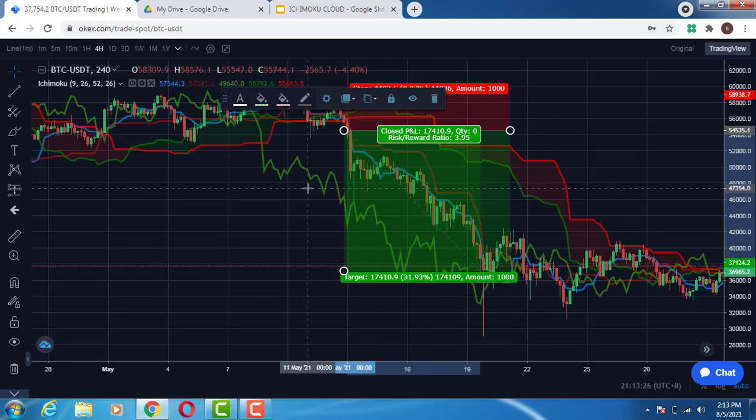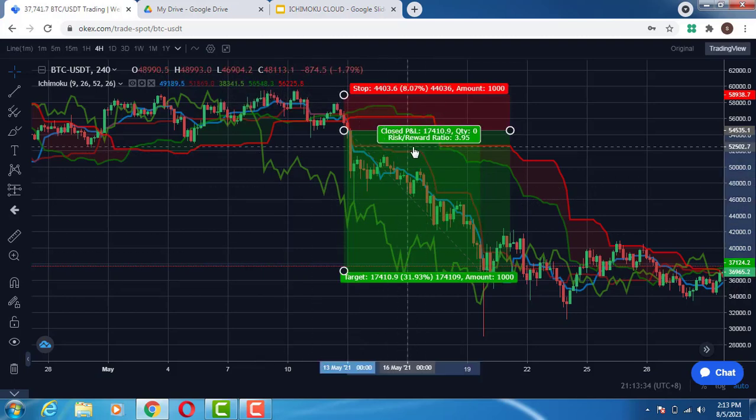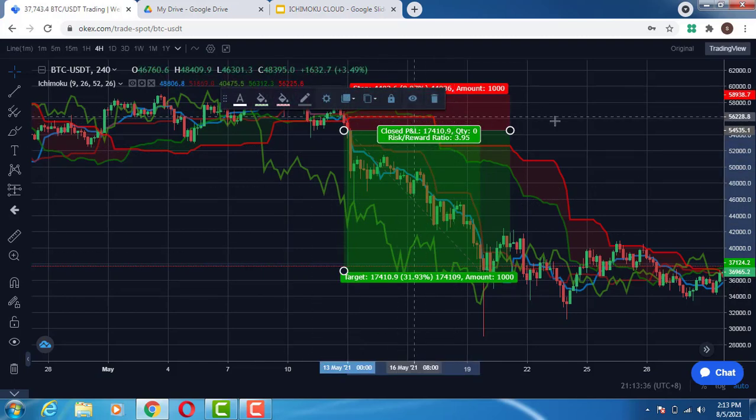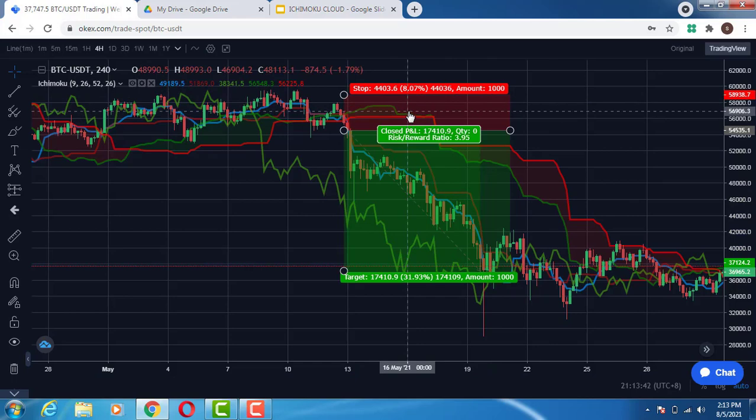So if you look at this very strategy or this very entry, you discover that you have about 31% profit to our target right here, and then our stop loss right here is about 8%. So this works very well. If you look at here, you have about 1 to 5 risk reward ratio thereabouts.